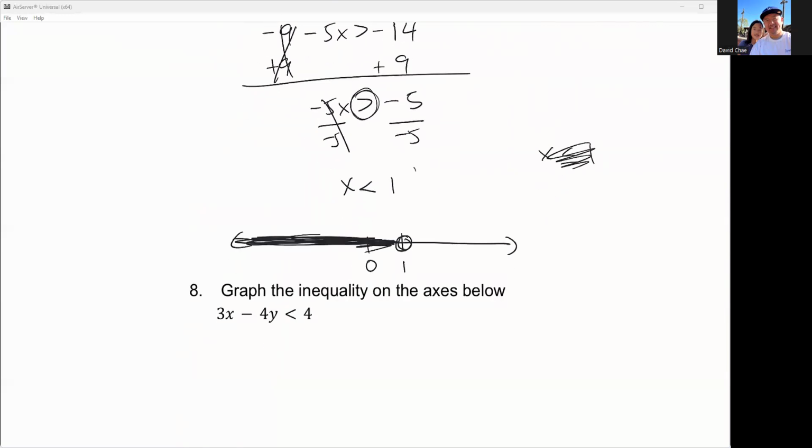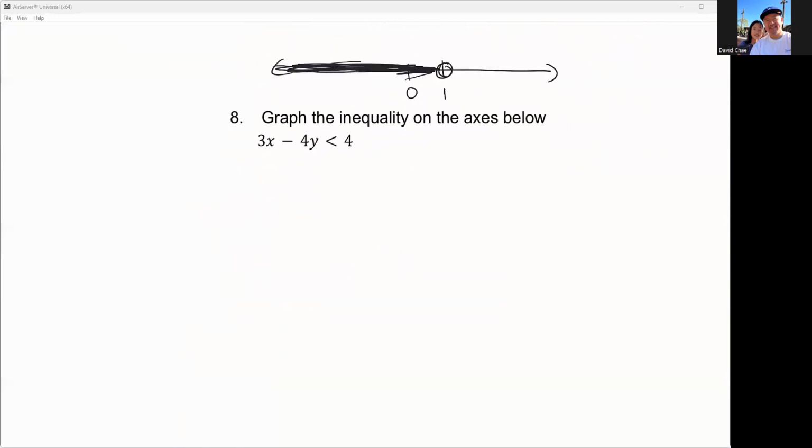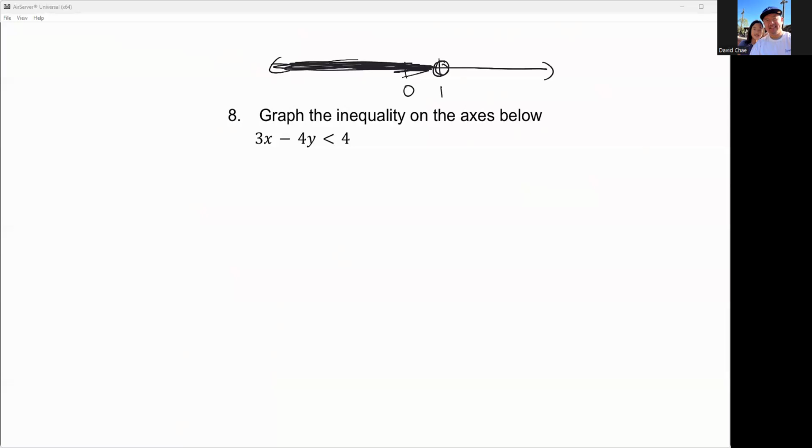All right, number 8, graph the inequality on the axis below. Well, there is no axis below, so you got to make them. So you got to subtract the 3x first, right? Why do you have to subtract the 3x? What form is it in? It's in standard form right now. You're trying to put it into slope-intercept form. Now, don't freak out because you're going to get a fraction. Everybody freaks out with the fractions. But the fraction in this case kind of makes it a little bit easier.